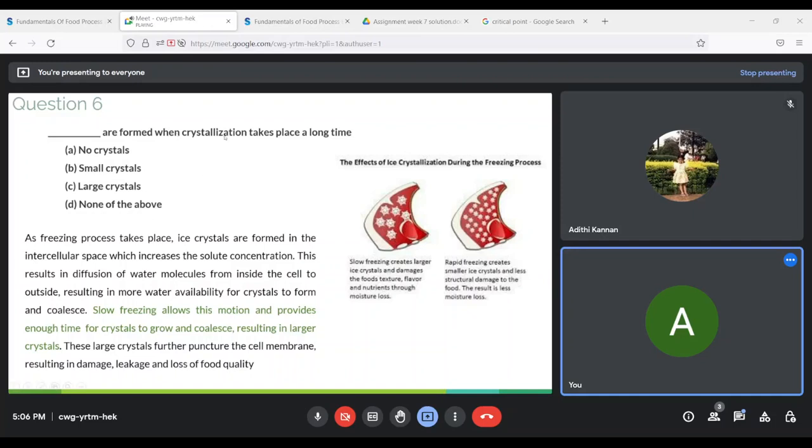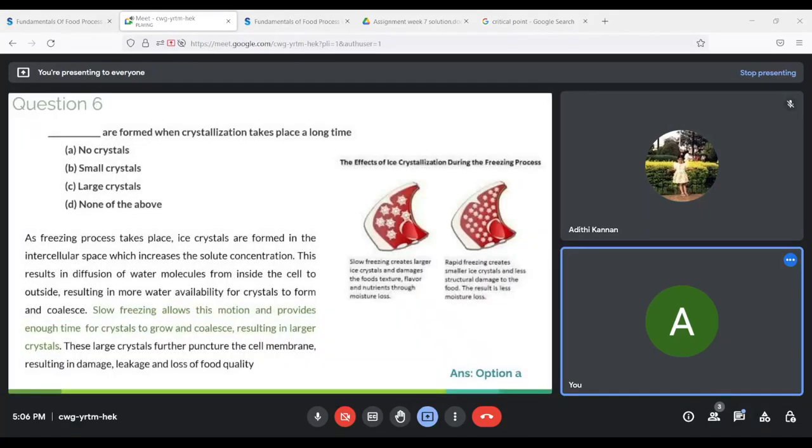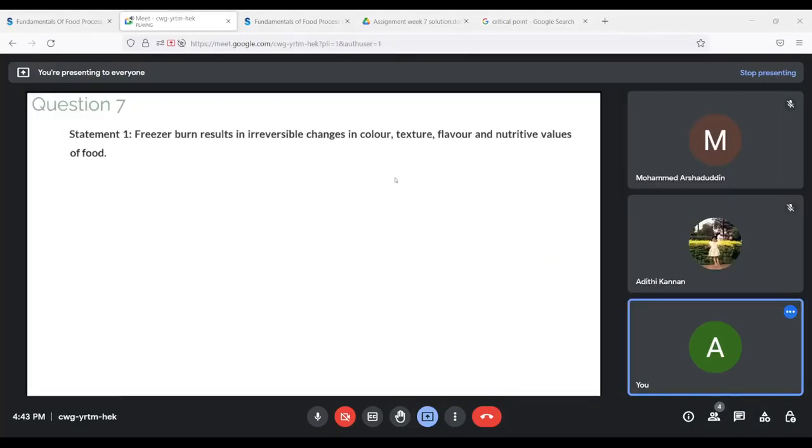Which is why slow freezing is not much preferred, because it can damage your food products, and hence you can say that slow freezing results in large crystals during the crystallization or freezing process. So your answer to this question is option C, which is large crystals. Large crystals are formed when you have a long crystallization time.